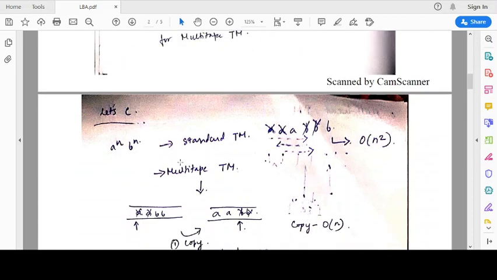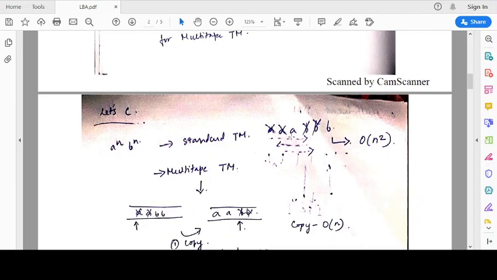So let's take this very simple example, a to the power n and b to the power n. You have seen this example multiple times. You have used a PDA to construct this. You have used a Turing machine to construct this, right? So in a standard Turing machine, what happens? The logic that we use: we have a, a, b, b inside that tape. I have not drawn the tape actually. Just consider we have a tape and a, a, b, b are tape symbols.